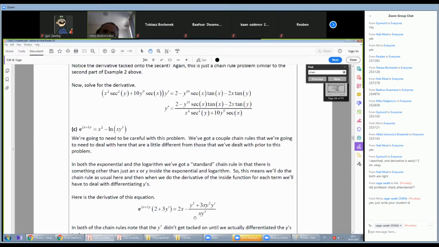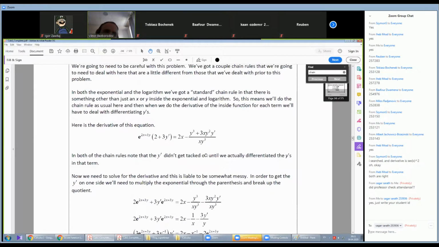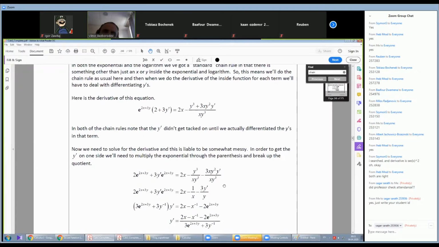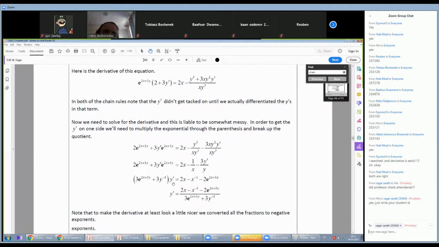And now you have to solve with respect to y prime. So this requires some computations, right? You have to open the parentheses and then write it like this. Okay, and then they simplify here, and then they put everything with y prime to one side, and this is what they come up with.